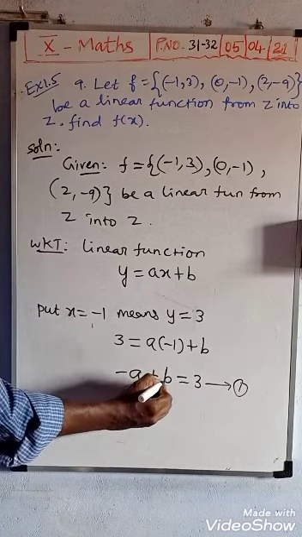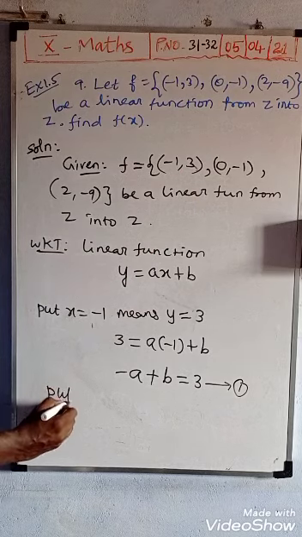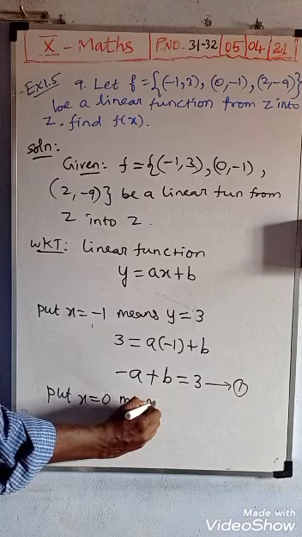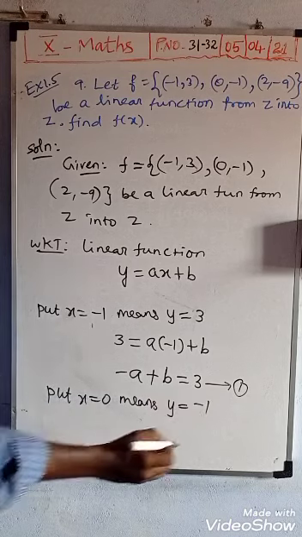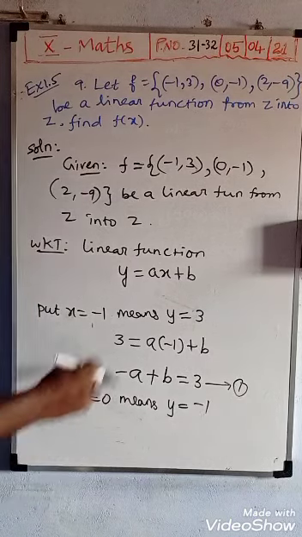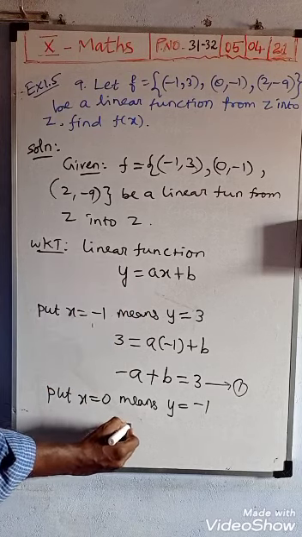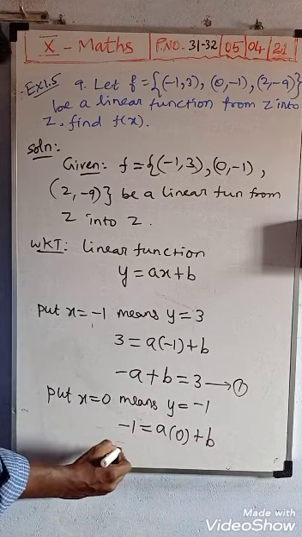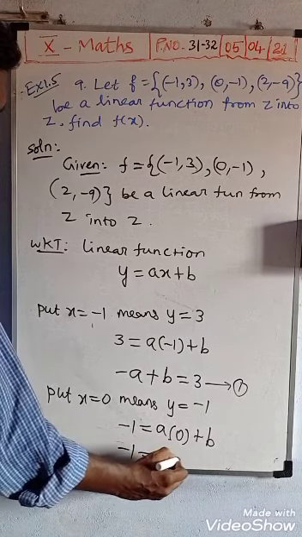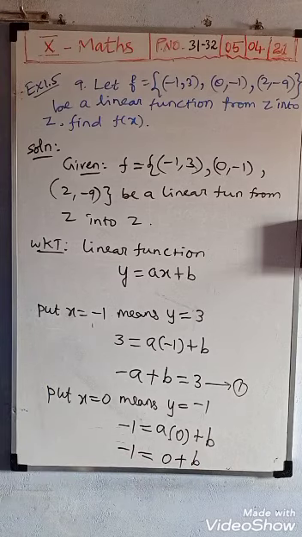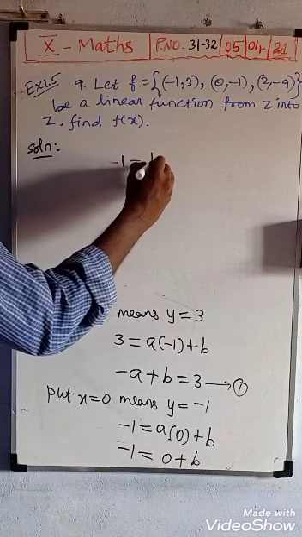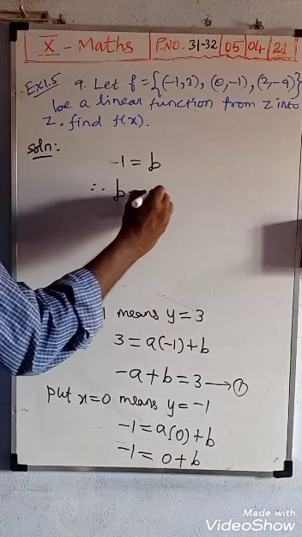Then next, from the function put x is equal to 0, means y you will receive minus 1. You substitute in this equation: minus 1 is equal to a of 0 plus b. So now minus 1 is equal to a into 0, plus b. Therefore, here 0 plus b, b. Here minus 1 is equal to b. Therefore, b, the answer we received, is minus 1.